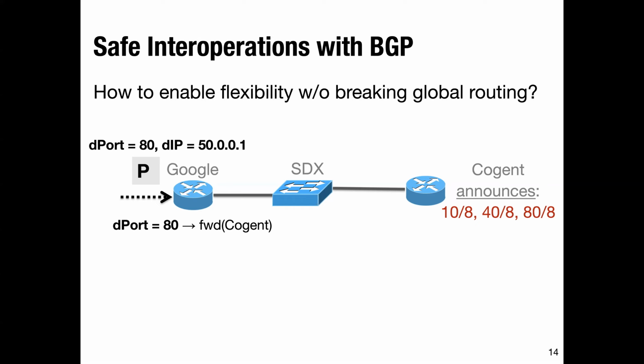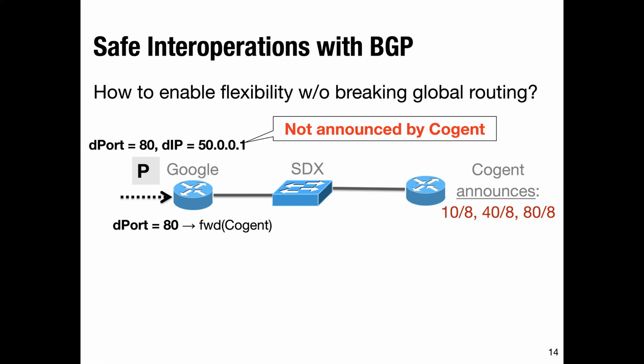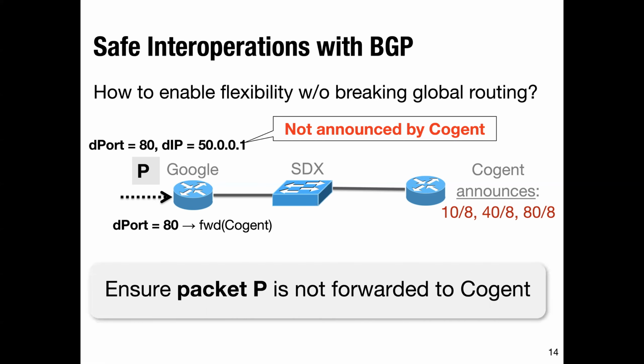So if the Google program is applied as is, then this packet will go to SDX. SDX will forward it to Cogent, but because Cogent does not know a route to it, this packet will get dropped, right? And this is one simple example of how we can break global routing if we are not careful about how we apply these policies or programs, right? So to make sure that we are safely interoperating with BGP, what SDX needs to ensure is that this packet is not forwarded to Cogent.